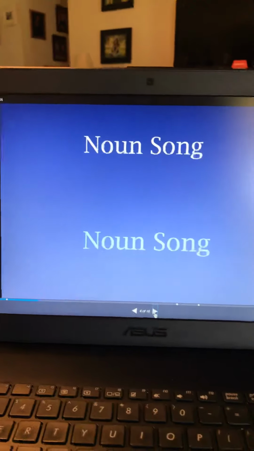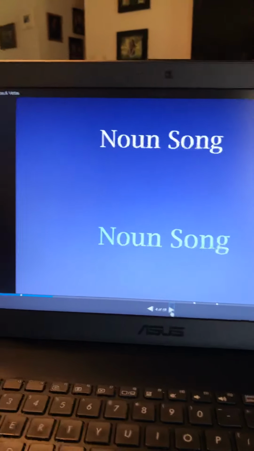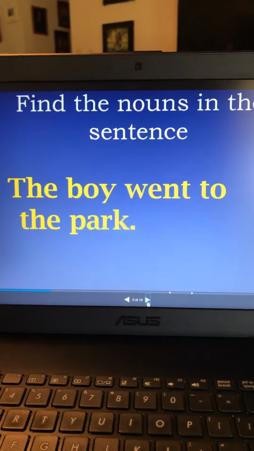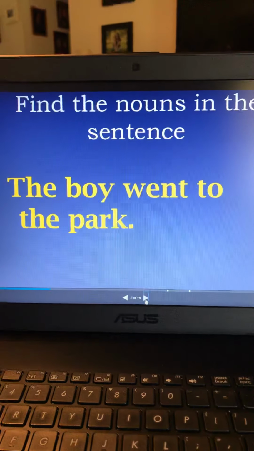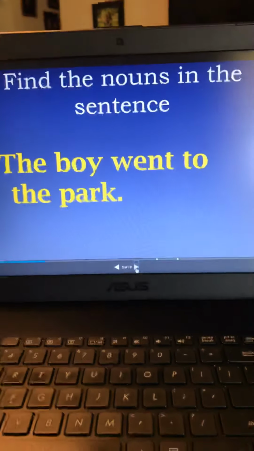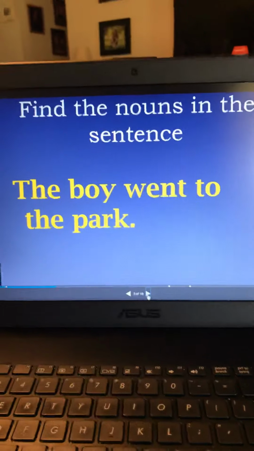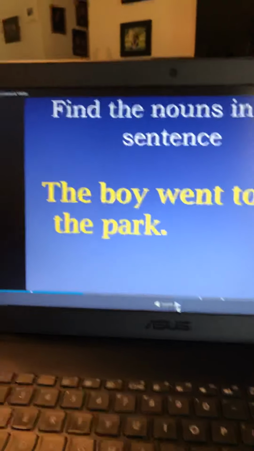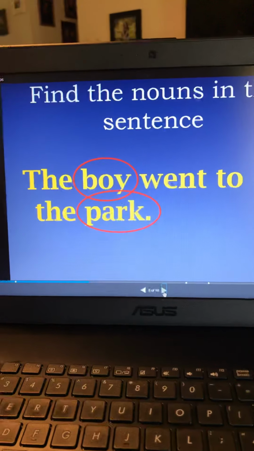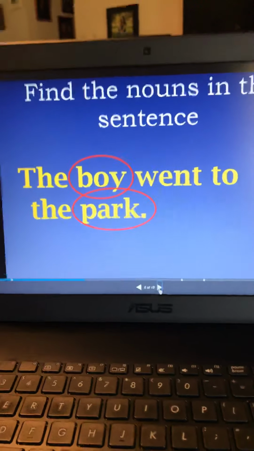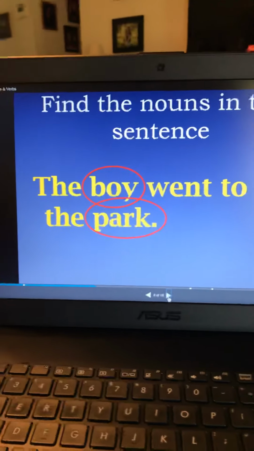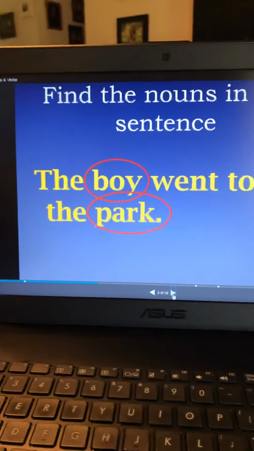We're going to skip the noun song because I don't think y'all would like to do the noun song. And then these are some examples where you find the nouns in the sentence. The boy went to the park. What you would ask yourself is, who went to the park? The boy. And then you would ask yourself, where did the boy go? He went to the park. So park would be your noun because it is a place.